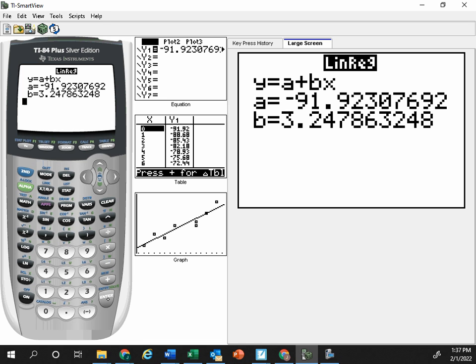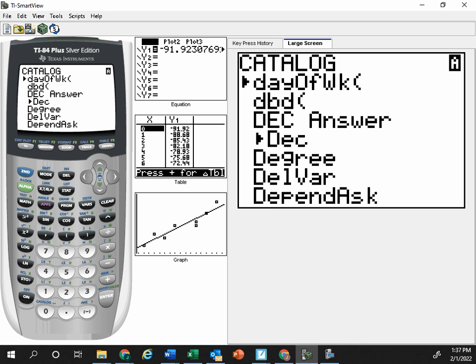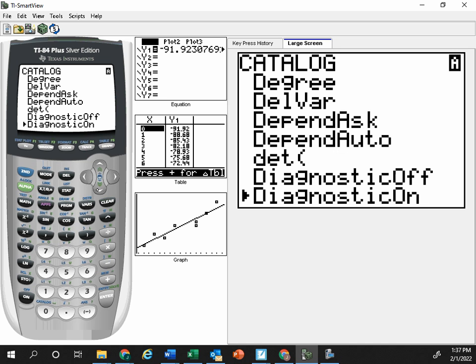We're going to go into the catalog. So second 0, do you see that down at the bottom where it says catalog? You can just scroll down to the D's. You can push the D, the little letter there that's in green to get to the D's. And then scroll. We are looking for diagnostic on. There's diagnostic off. We want diagnostic on.